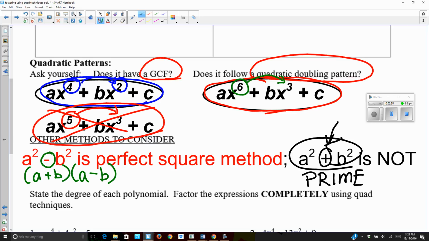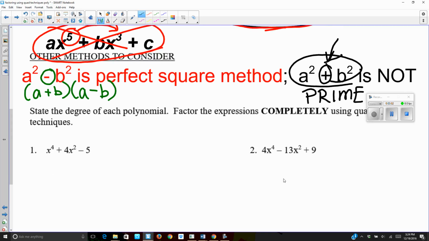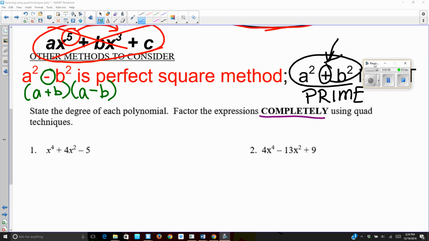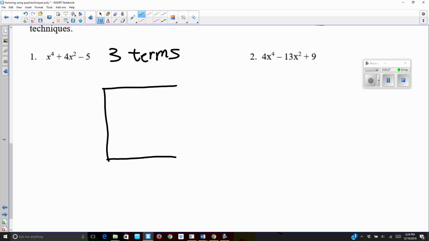All right, let's go to the main event, and let's go ahead and work on factoring each of these problems. So we want to factor each expression completely using quadratic techniques. So the first thing you're going to do when you look at number 1 is look for a GCF. There's no greatest common factor. They have nothing in common. So you're going to go straight to method number 2. You should notice that there are 3 terms. So anytime there's 3 terms, you're going to use the box method.